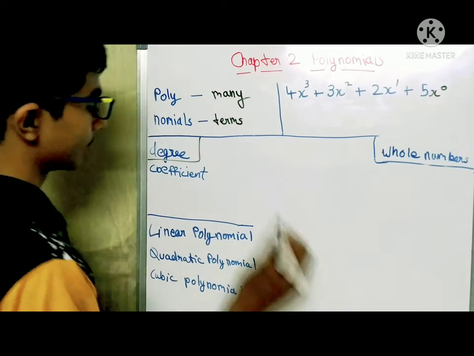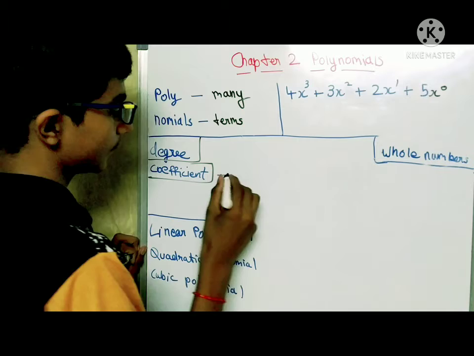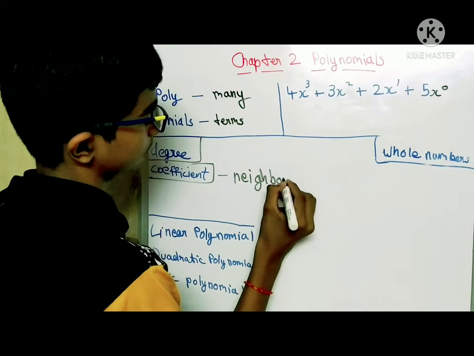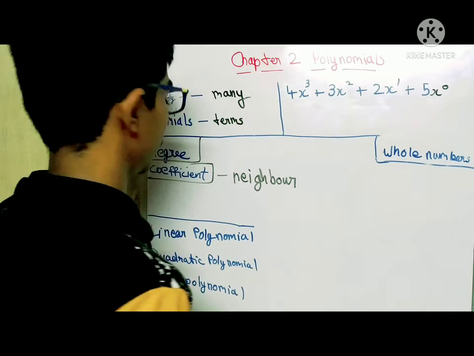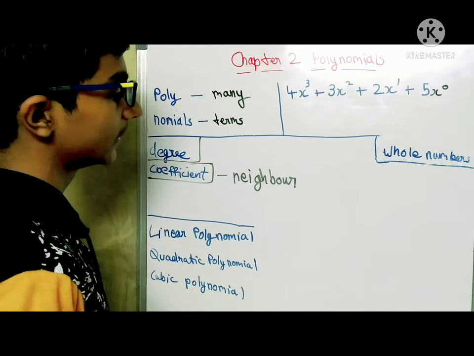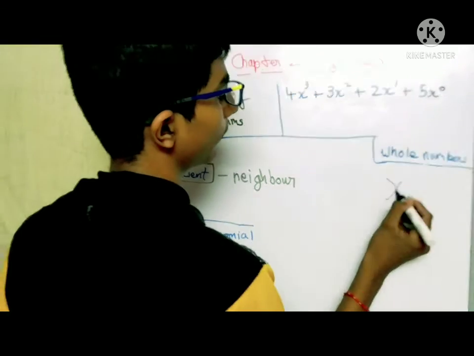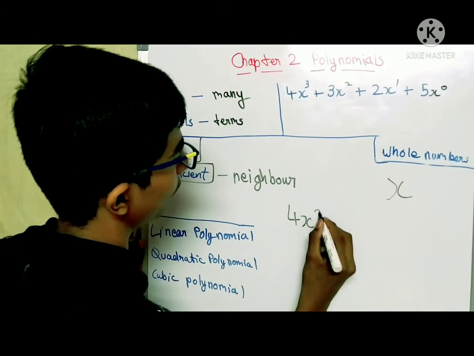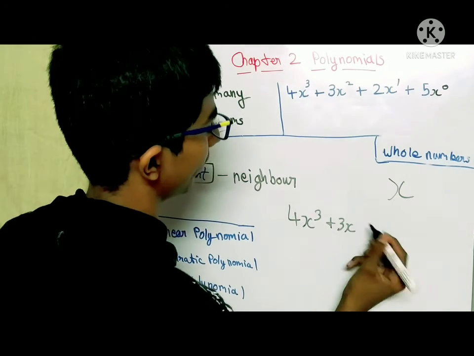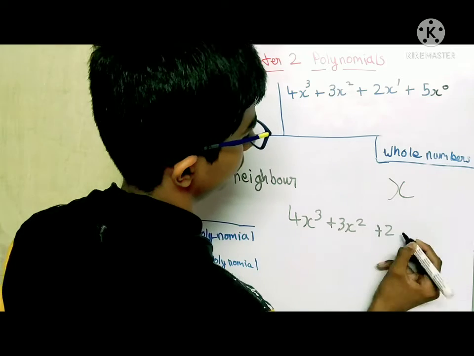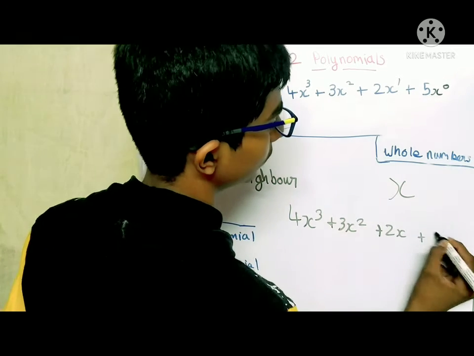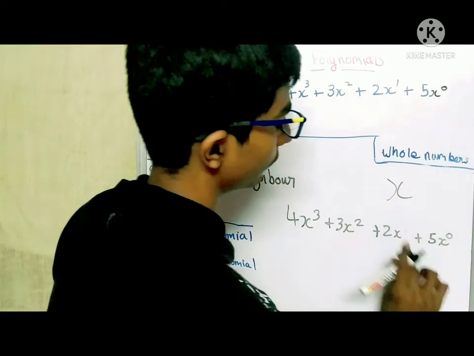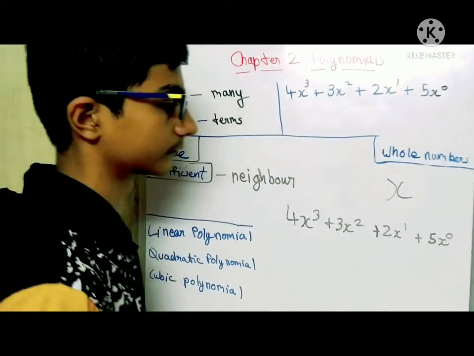What is coefficient? Another meaning of this word is neighbor. So here, if in a question you have been given "find the coefficient of x", and the equation is 4x cube plus 3x square plus 2x plus 5x to the power 0. Sorry, here it will be 1.